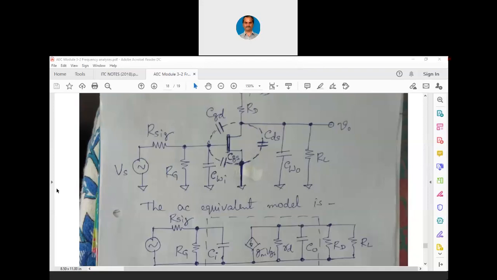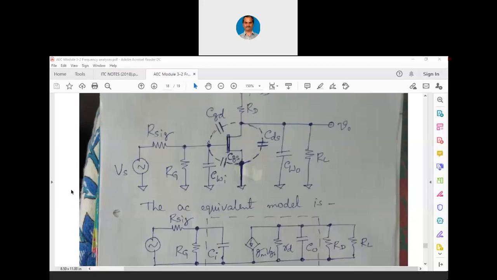So now the point is, you can directly write the equation for CI as CI equals CWI plus CGS plus (1 minus AV) into CGD. Similarly, at the output you have gm into VGS as the current source. Then we have small rd, that indicates the drain resistance of the FET. Then we have output capacitance. That output capacitance CO is CWO, the output wiring capacitance, plus CDS, drain to source parasitic capacitance, plus (1 minus 1 by AV) into CGD, because it is the Miller counterpart of the gate to drain capacitance. So you can write the equation for CO as CWO plus CDS plus (1 minus 1 by AV) into CGD.